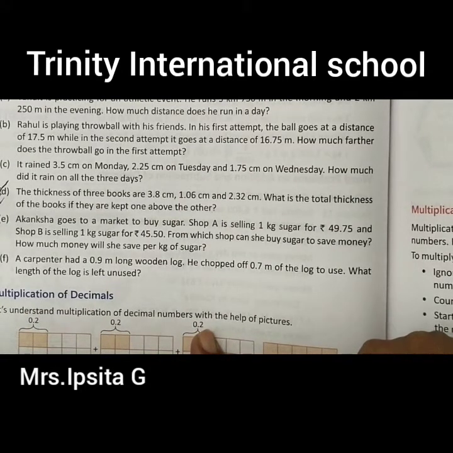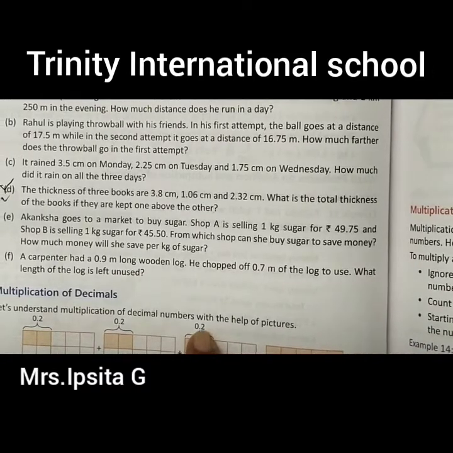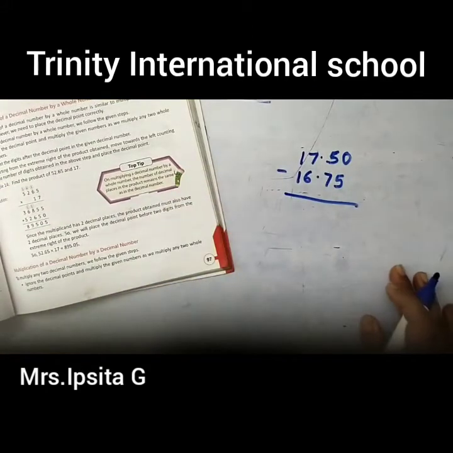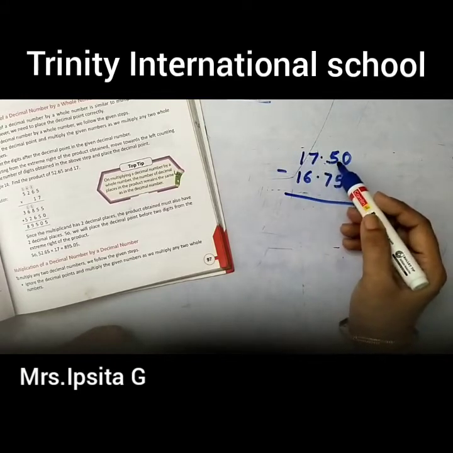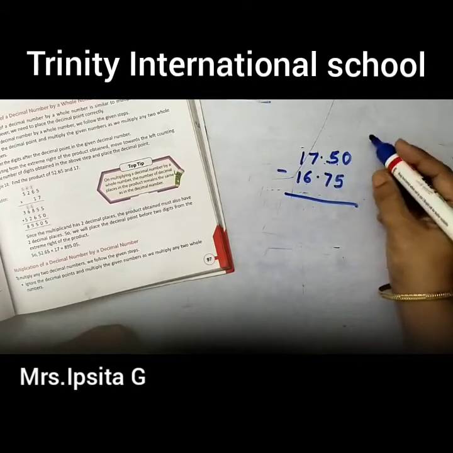Okay, so this is your last statement where you are going to write the statement like this and you have to just go for subtraction. So let us see how we can go for subtraction. Now see, this is how you need to arrange the numbers. इस तरह से आपने अरेंज करना है. 17.5, 16.75. So this way you have to arrange it.